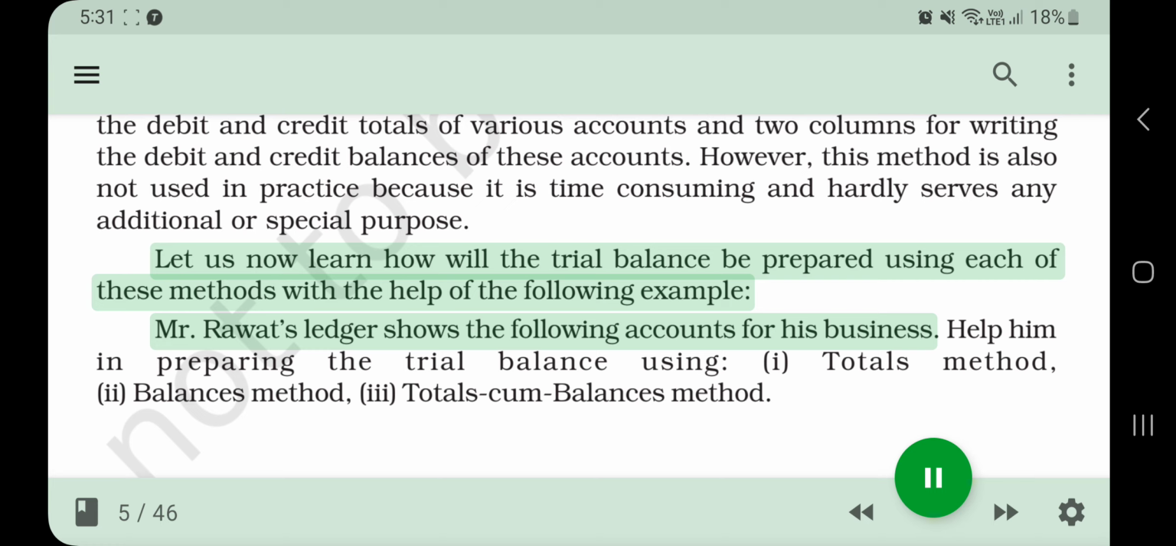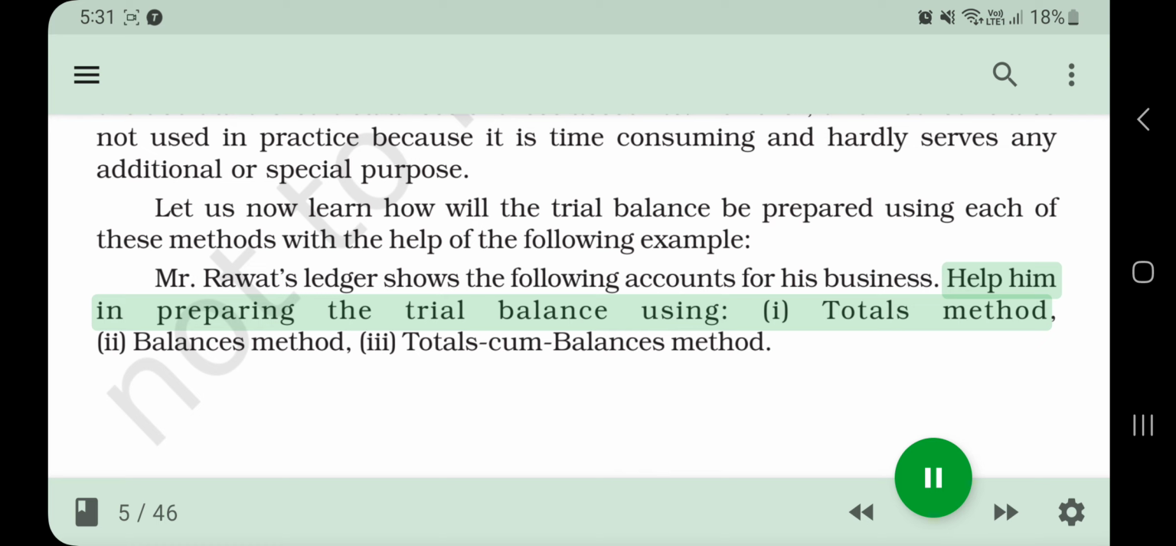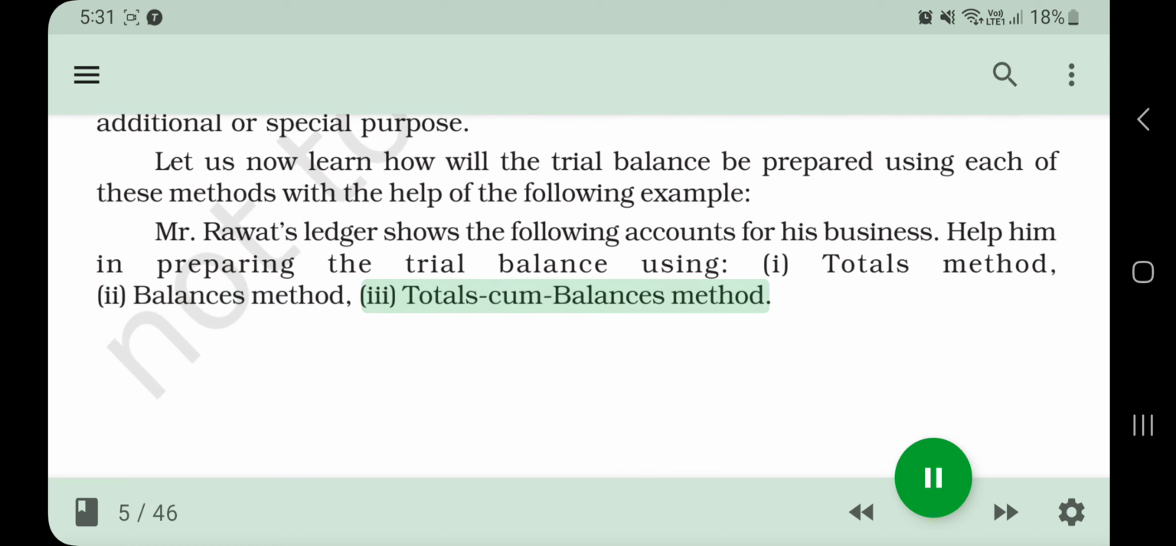Let us now learn how the trial balance will be prepared using each of these methods with the help of the following example. Mr. Rawat's ledger shows the following accounts for his business. Help him in preparing the trial balance using I. Totals method, II. Balances method, III. Totals cum balances method.